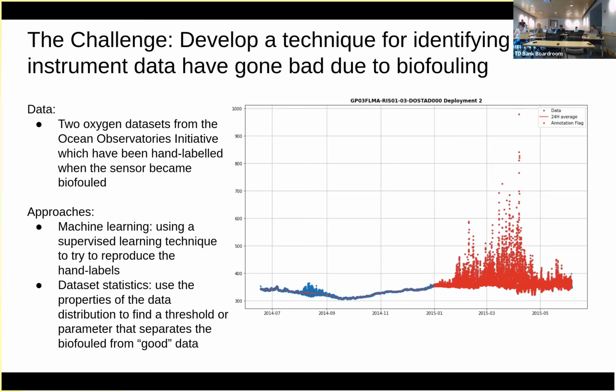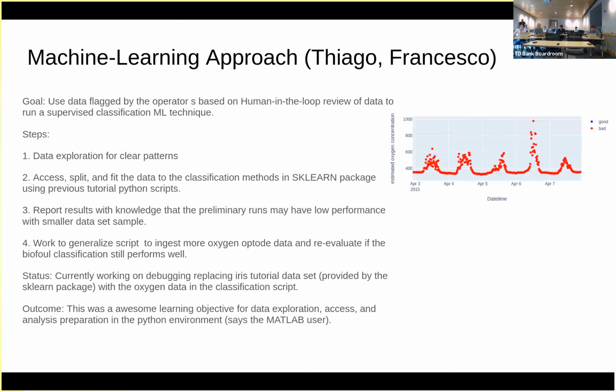And so we were working with two data sets of oxygen data that had been hand labeled, and we split into two approaches. One tried using a supervised machine learning technique to see if they could reproduce the hand labels. And another one looked at the statistical properties of the data distribution. So now I will hand it off to the machine learning people with Francesco.